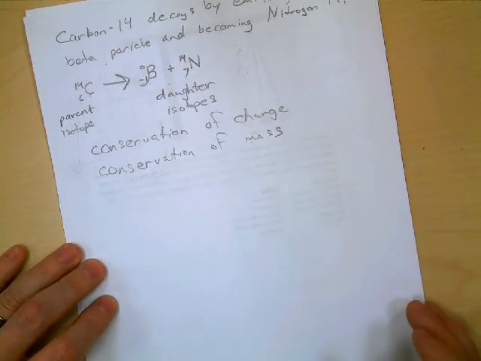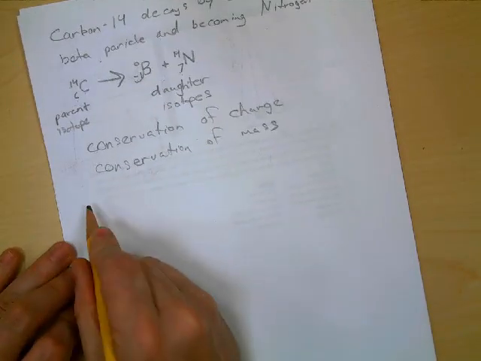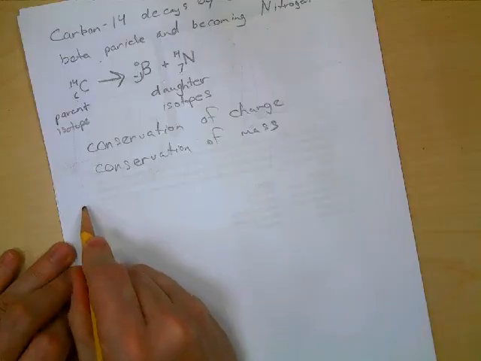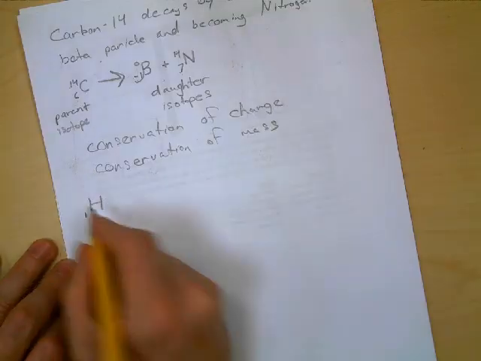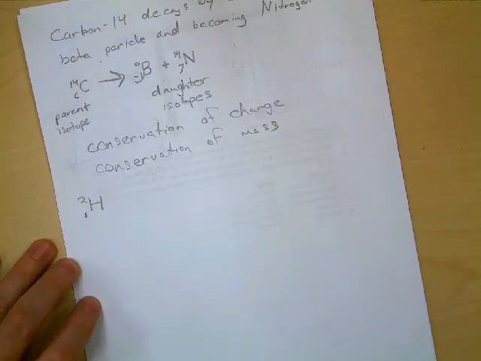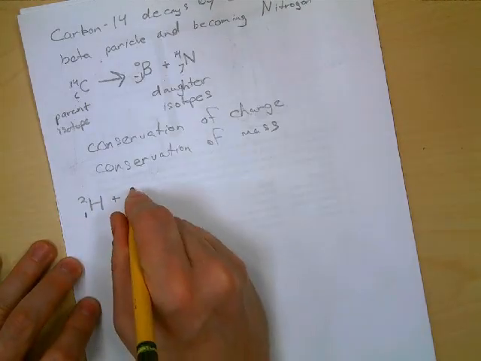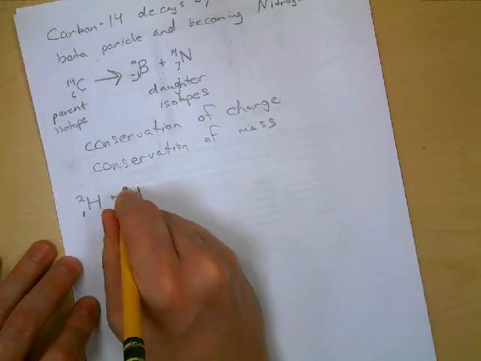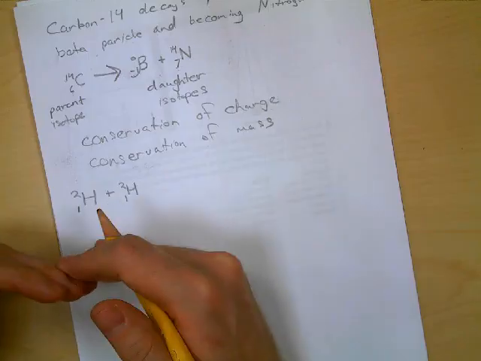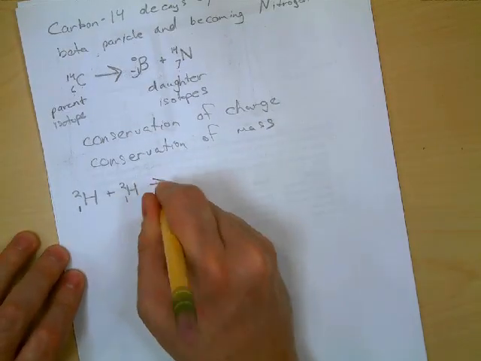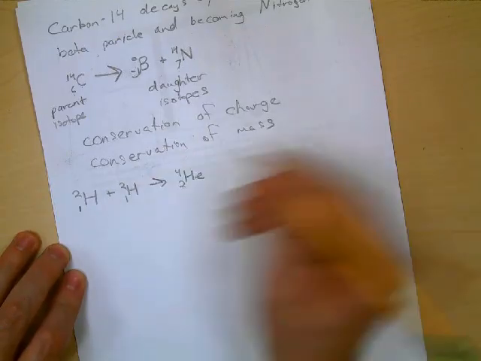So a fusion event would be something like a deuterium molecule. You can have hydrogen, we call it heavy hydrogen, that has one proton and one neutron. And let's suppose that it slams into another heavy hydrogen of one proton and one neutron. Those things can fuse together, and what they form is a helium nucleus with 2 protons and 2 neutrons. So let's examine that fusion event.